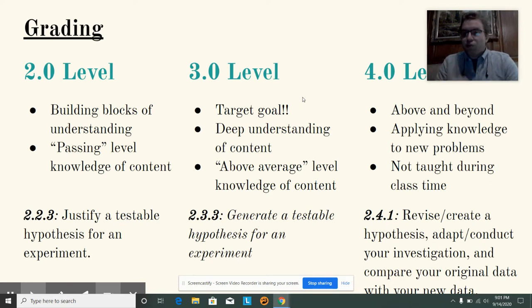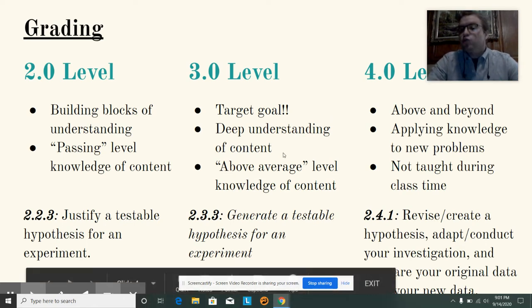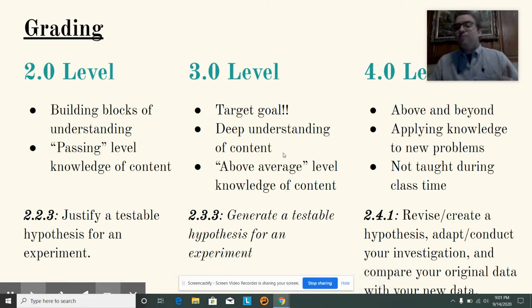At the third level, 3.0, this is our target goal, right? This is a deep understanding of content, an above-average level of content. Instead of just being told a hypothesis and saying whether it's good or not, this is you making a hypothesis and seeing if it's good or not. And then 4.0 is above and beyond. It's not really going to be taught in class, but basically at 4.0, you are revising, creating a hypothesis, adapting and conducting an investigation, and comparing new and old data with one another, all right? So that is 4.0.